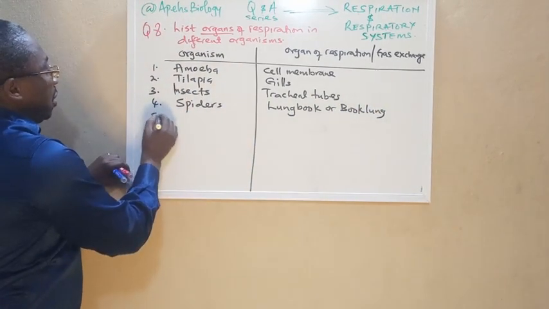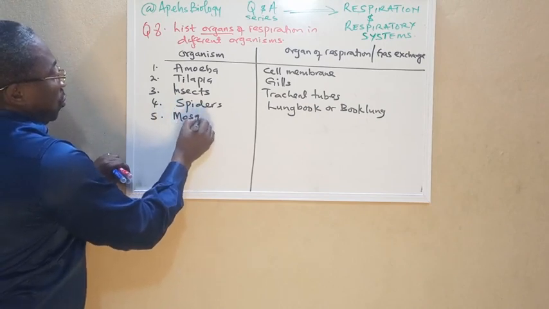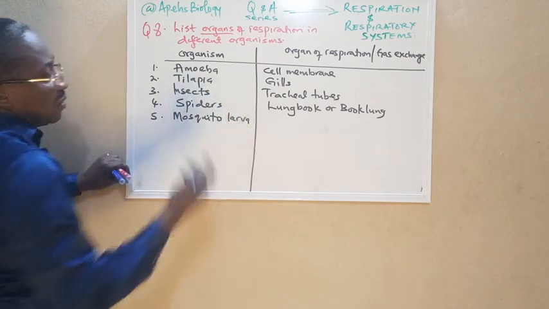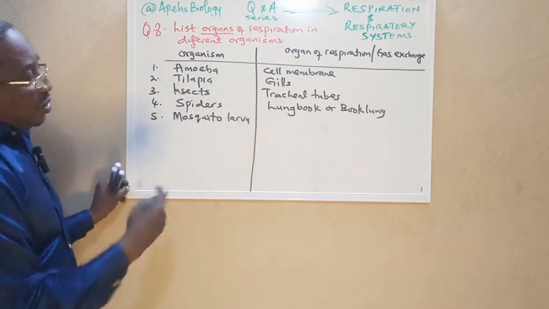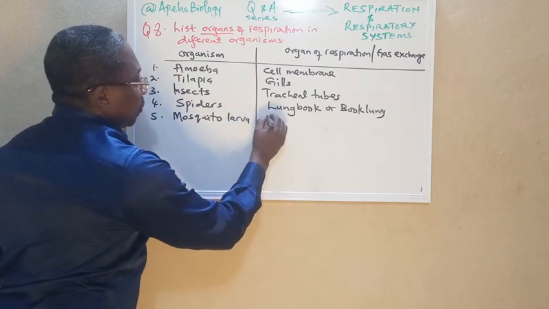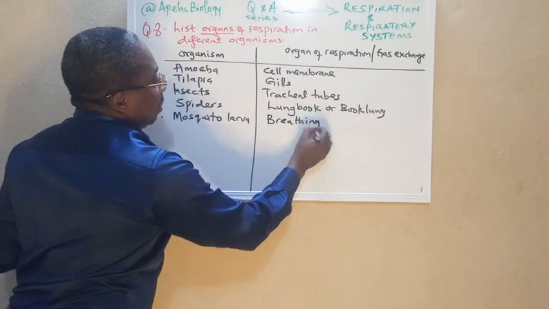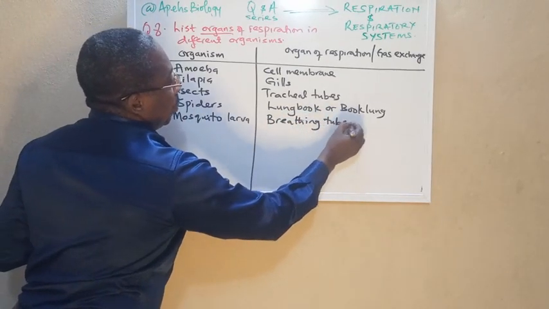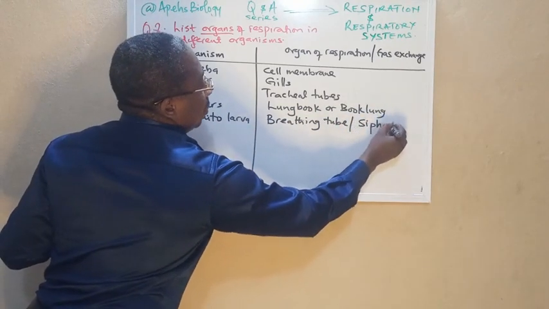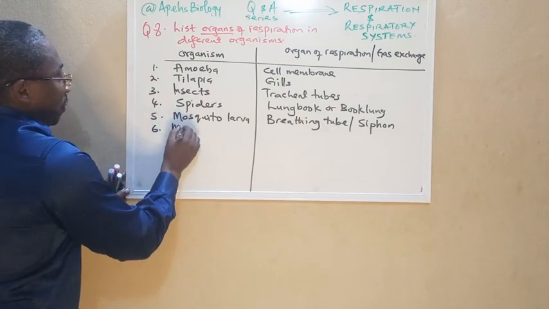Then what about the mosquito larva? The mosquito larva is not the same thing as the pupa. The mosquito larva has an organ of respiration that is called breathing tube, or we call it siphon. Don't forget that.